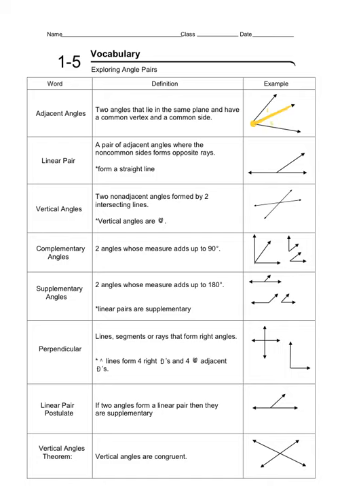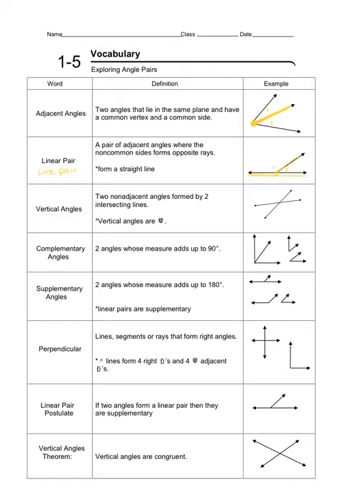The next word is linear pair. Linear pairs are a pair of adjacent angles where the non-common sides form opposite rays. As you can see, if I label this one 1 and this one 2, they are adjacent. They share this point and they share this side, so this fence, so they're neighbors. And they form a straight line. So that's how we know that they're a linear pair, or a line pair. I always think of this as a line pair because they form a straight line.